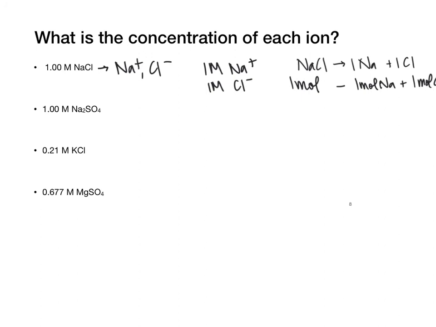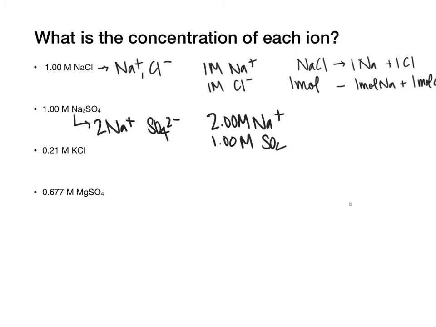So let's use that information and think about sodium sulfate. The sodium sulfate breaks into 2 sodium and 1 sulfate ion. So now we have to think about what the concentration is. The concentration of the sodium ions is going to be 2.00 molar sodium ion and 1.00 molar sulfate ion.